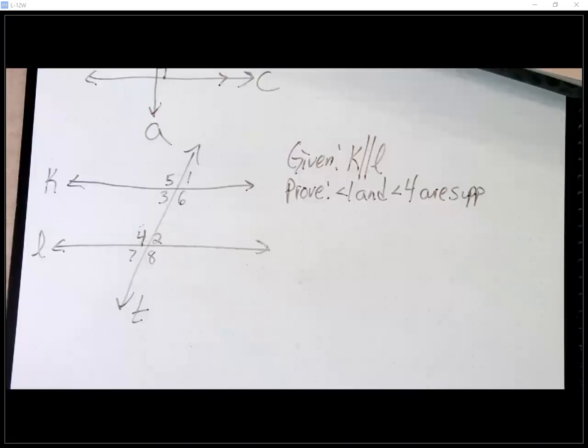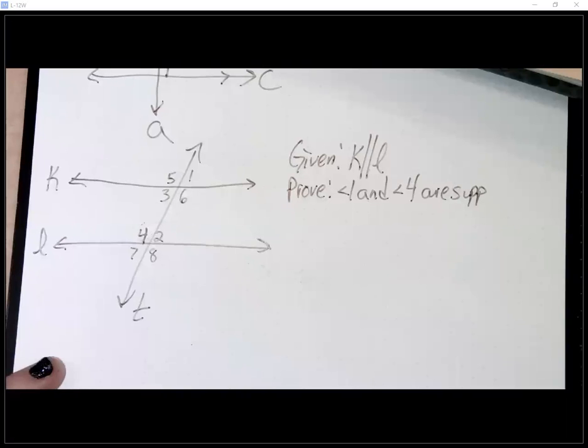All right, cool. I want to show that 1 and 4 are supplementary. Unfortunately, 1 and 4 don't have a match over there, do they? They are not vertical, corresponding, same side interior, same side exterior, or alternate exterior. Otherwise, it would be a one-step proof and I'd be done.